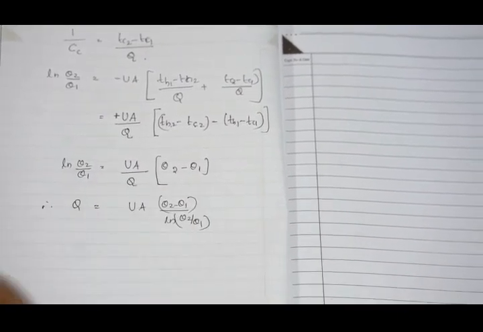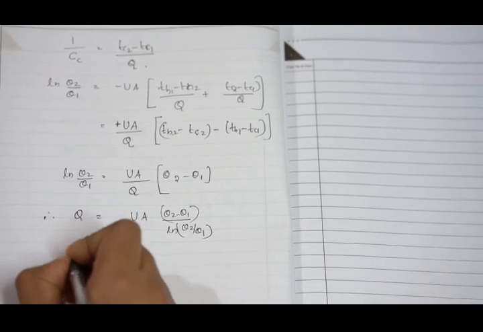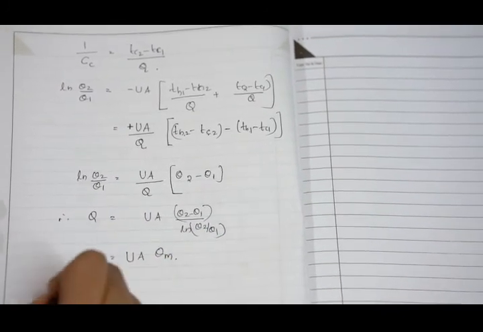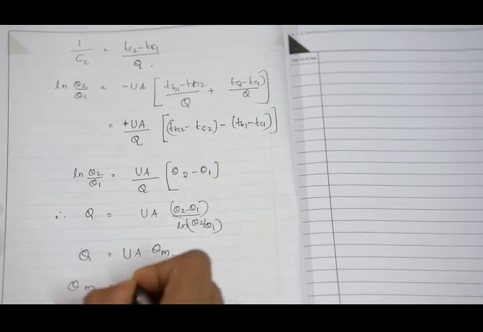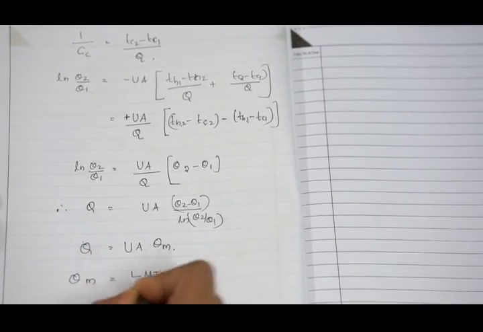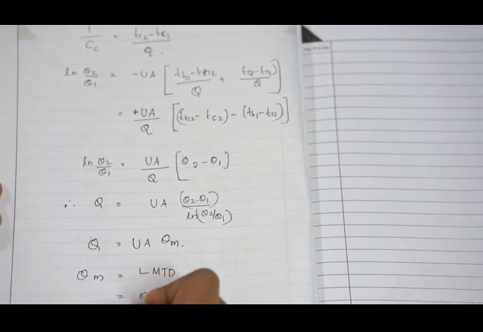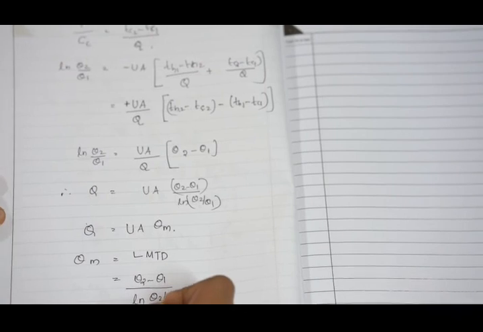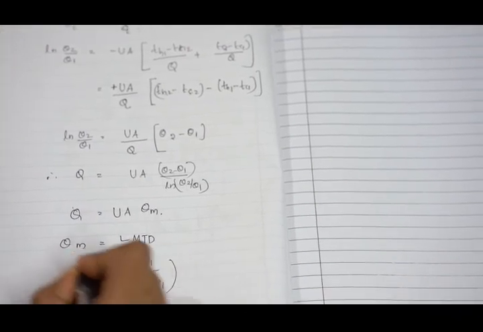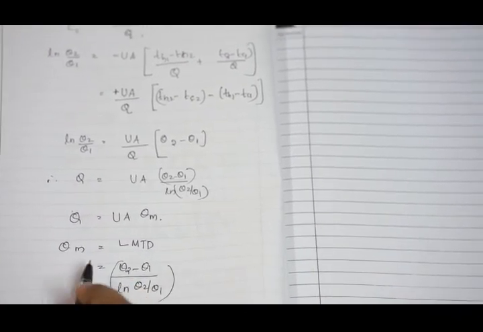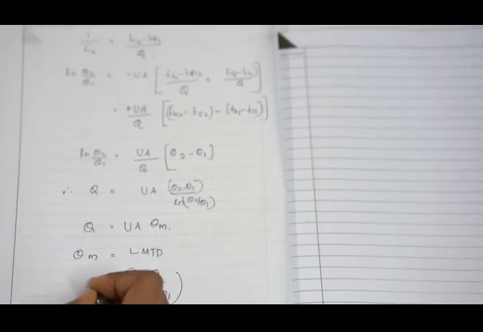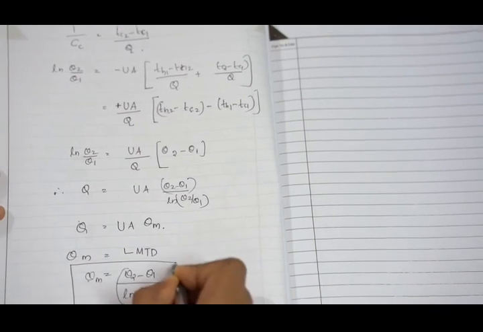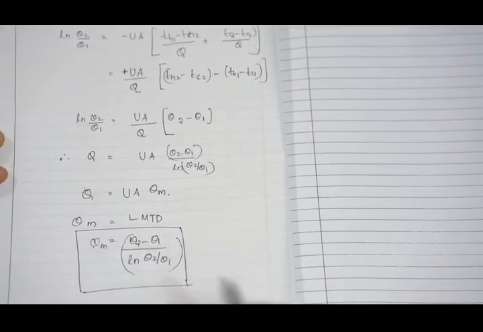The above equation may be written as Q is equal to UA into theta m. Theta m is equal to LMTD, which is equal to (theta 2 minus theta 1) divided by ln of theta 2 by theta 1. Theta m is called the logarithmic mean temperature difference. So this is the equation of LMTD for a parallel flow heat exchanger.